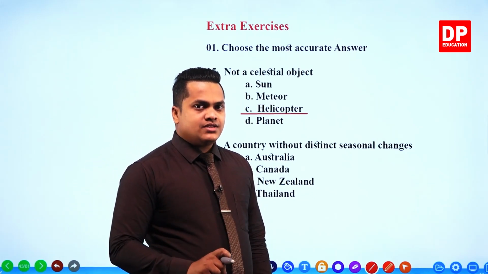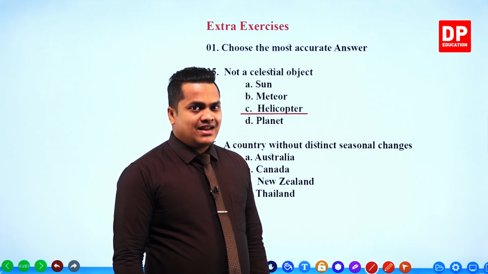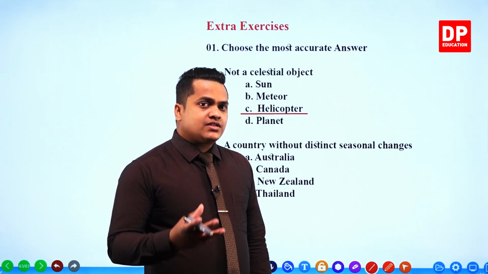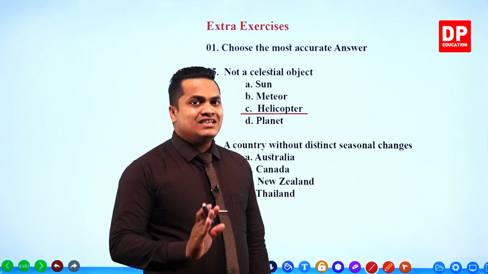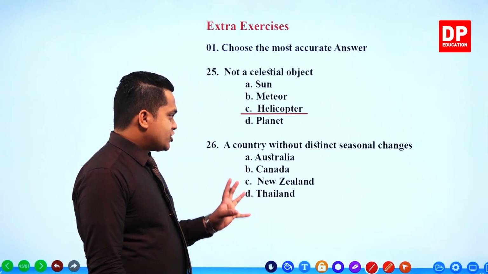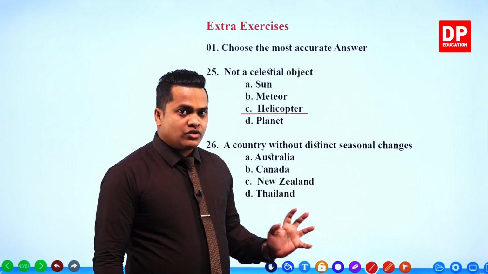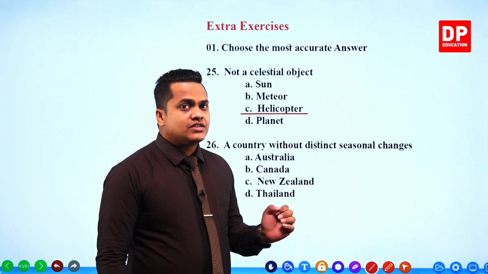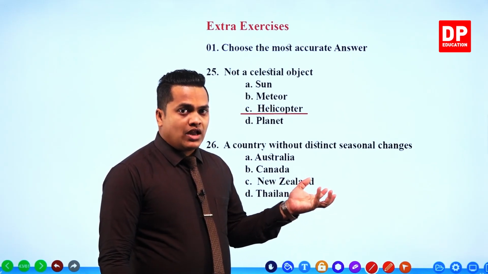So you select an answer which is somewhat closer to the equator. If that country is closer to the equator, then my dear children, that particular country will not show any distinct seasonal changes. So Australia is near the south pole of the earth. Australia is a country that undergoes seasonal changes because it is located near the polar regions, my dear children.